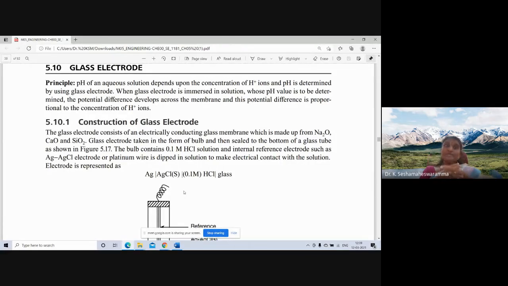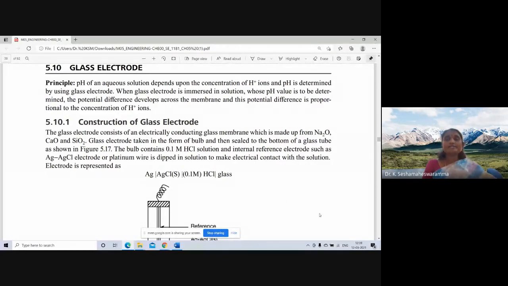When a glass electrode is immersed in a solution whose pH value is to be determined, a potential difference develops across the membrane, and this potential difference is proportional to the concentration of H plus ions. This is the principle involved in the glass electrode.